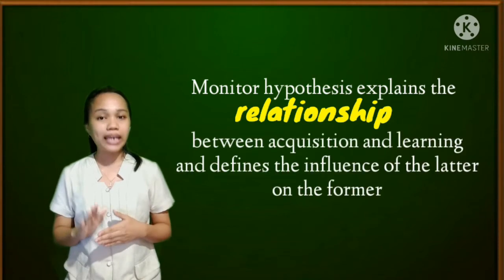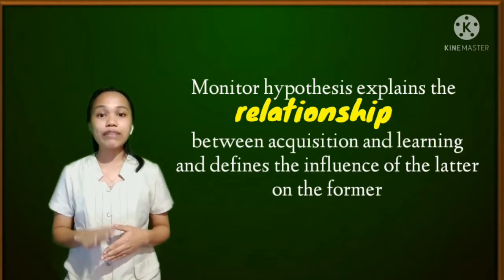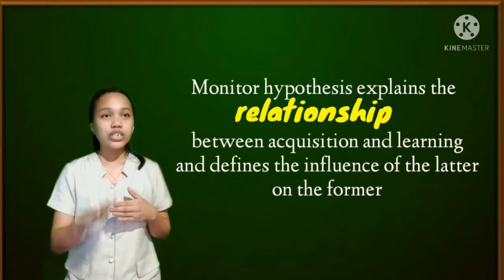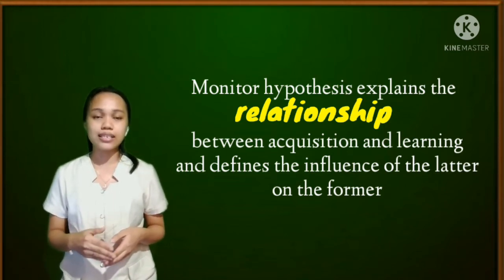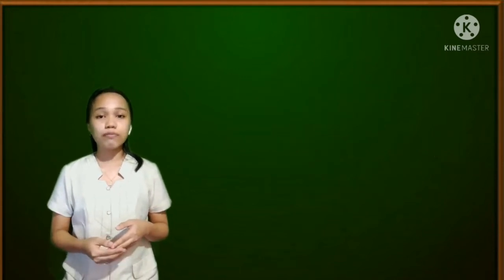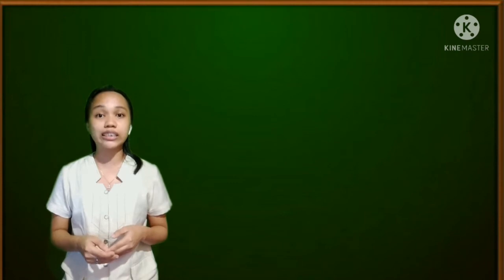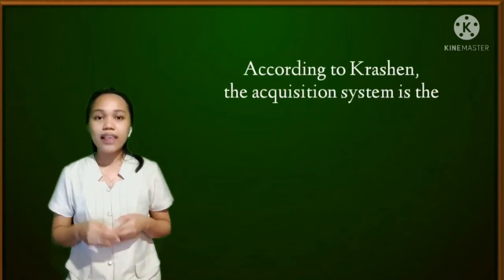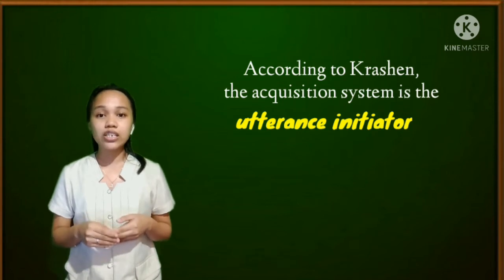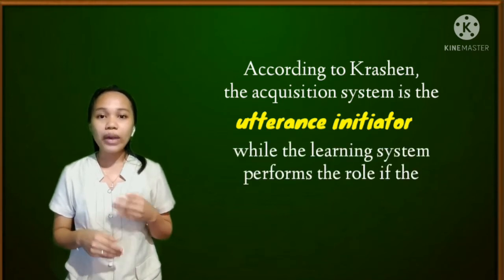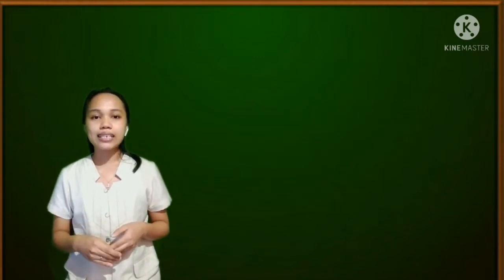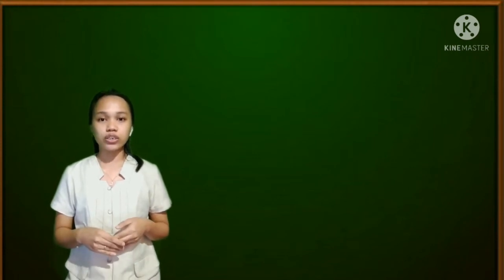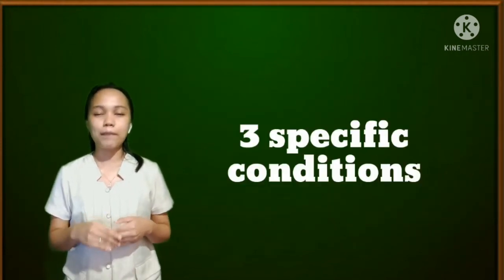Second, we have the monitor hypothesis. It explains the relationship between acquisition and learning and defines the influence of the latter on the former. So the relationship between those two that I've mentioned earlier is the job of the monitor hypothesis. The monitoring function is the practical result of the learned grammar. According to Krashen, the acquisition system is the utterance initiator. Unlike the learned system, it is the monitor or the editor. Monitor acts in planning, editing, and correcting function when 3 specific conditions are met.